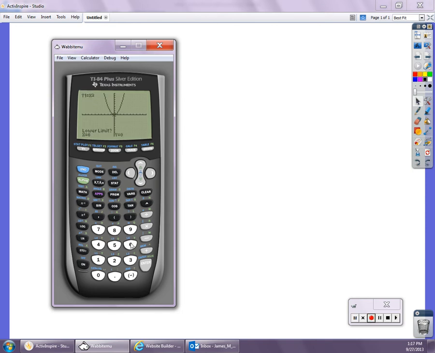It's going to ask me for a lower limit, 0, enter. It's going to ask me for an upper limit. I'm going to say 3, enter. It'll show you visually that it's finding the integral from 0 to 3 below this graph.